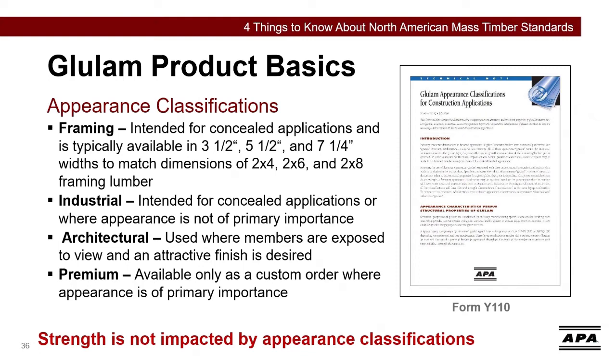Glulam beams are available in different appearance classifications as noted in APA's technical note, Glulam Appearance Classification for Construction Applications. Bottom line, structural properties for a given Glulam layup are independent of appearance consideration. Premium is identical to framing regarding strength characteristics. Form Y110 goes on to discuss appearance subclassifications that include LVL in the outer laminations. For example, industrial-L appearance and framing-L appearance classification.